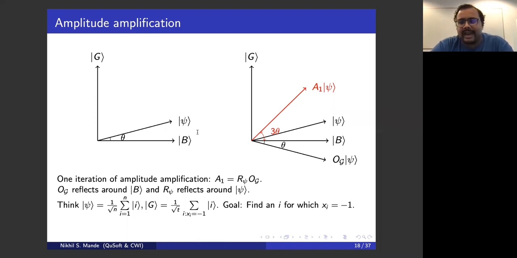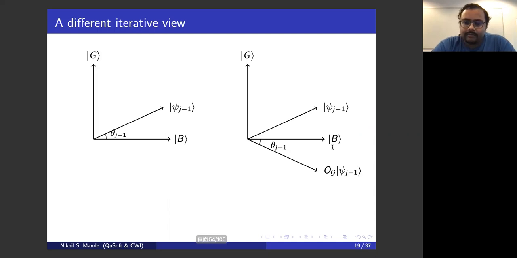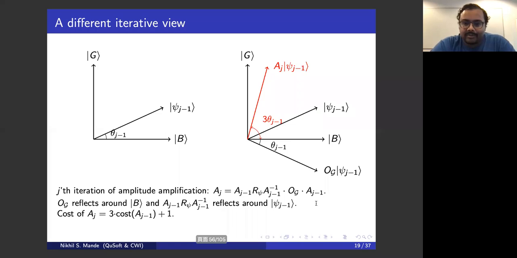We are going to view it slightly differently, in an iterative fashion. It helps in our analysis. So let's say you've performed this first iteration, you've reached an angle of 3 theta. In general, let's suppose after j minus 1 iterations, your state is now ket psi j minus 1, and your angle is theta j minus 1. Reflect around ket B.